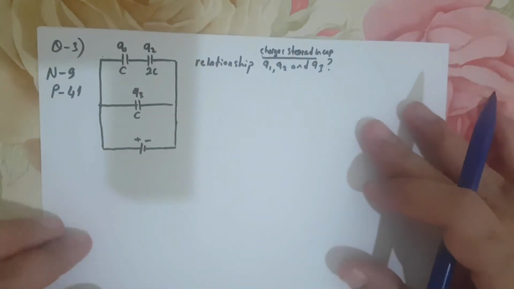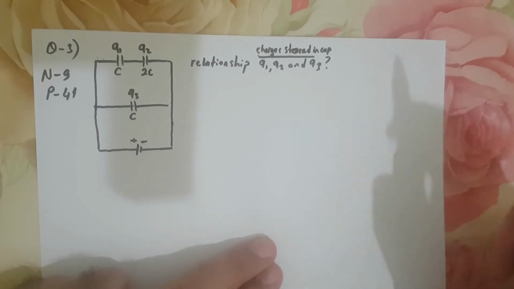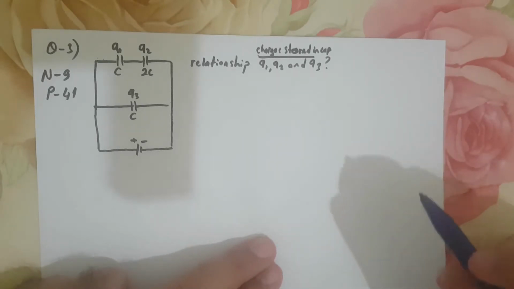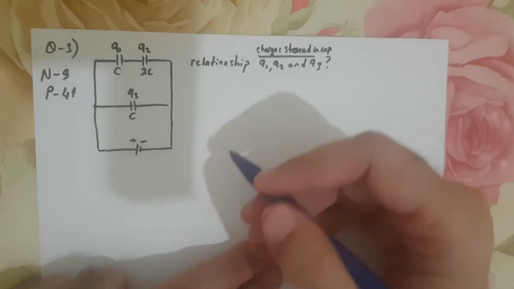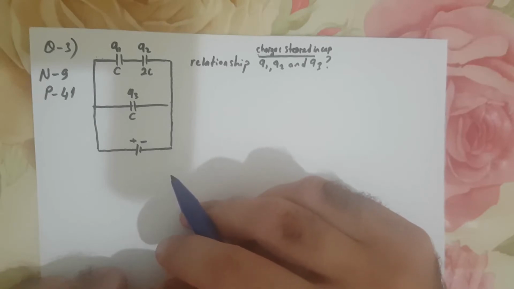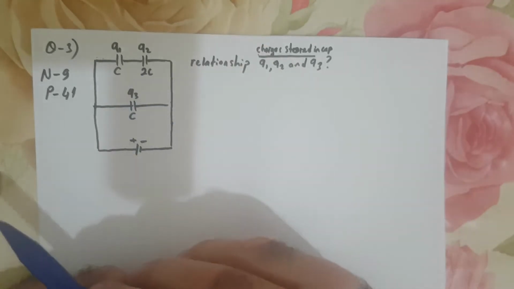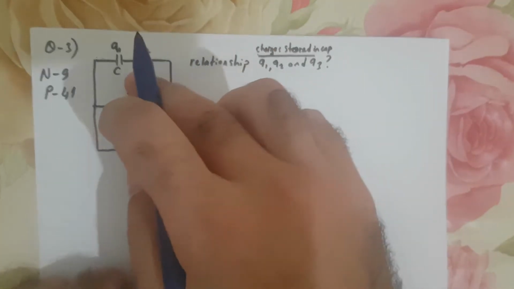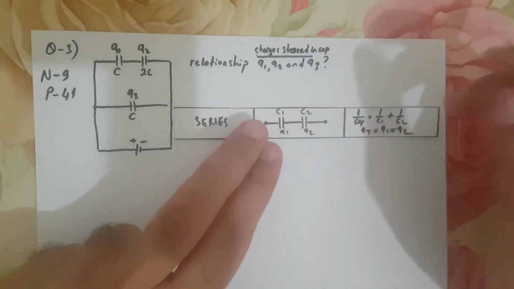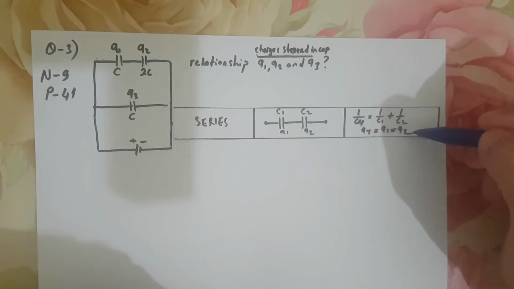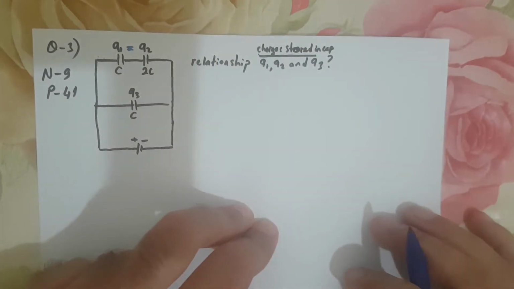Okay, next question here. It's asking for the relationship between Q1, Q2 and Q3. Those are the charges stored in the capacitors. What we are doing here is, you have to know this for series combination: Q1 is equal to Q2. We have to know that.